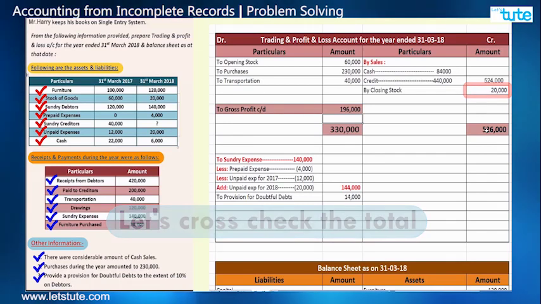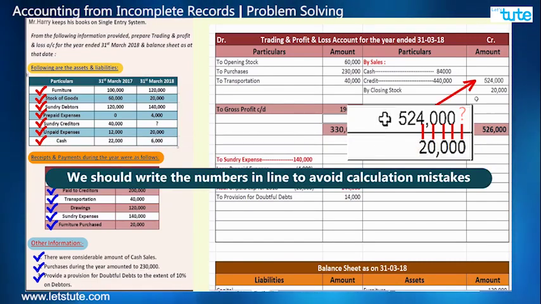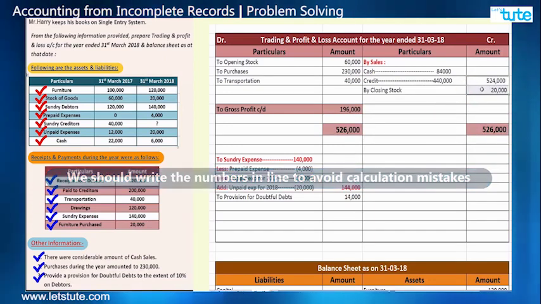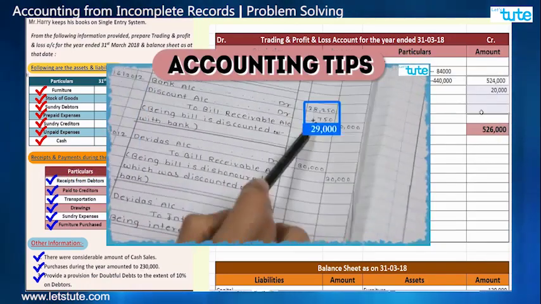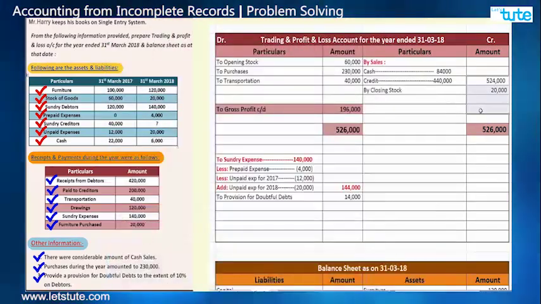We did this mistake because we didn't write the numbers in order. While writing the amounts, we should keep in mind that we should write the numbers in line to avoid such mistakes. To know more about where we make mistake and tips to avoid such mistakes, you can watch our video on accounting exam tips.